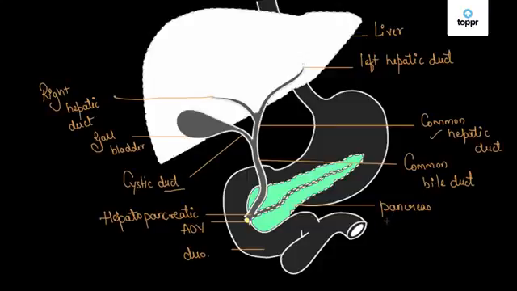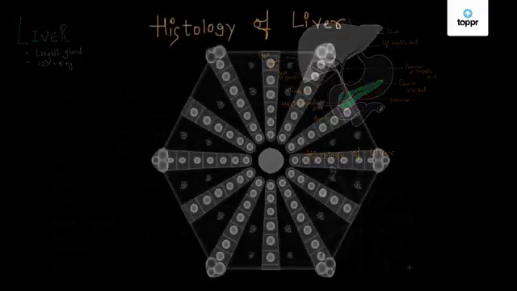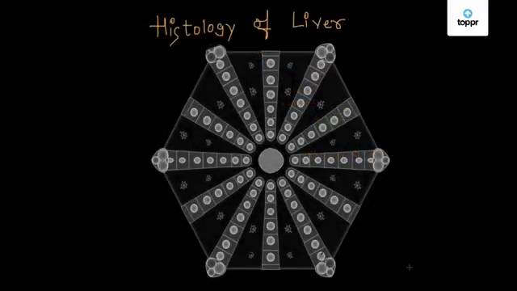Moving forward, let us observe the internal structure of the liver. So let's observe the histology of liver, which means that we are going to see its internal structure and observe what all type of cells etc. are present in the liver. Let's see what are they. So this is how the liver looks like internally.